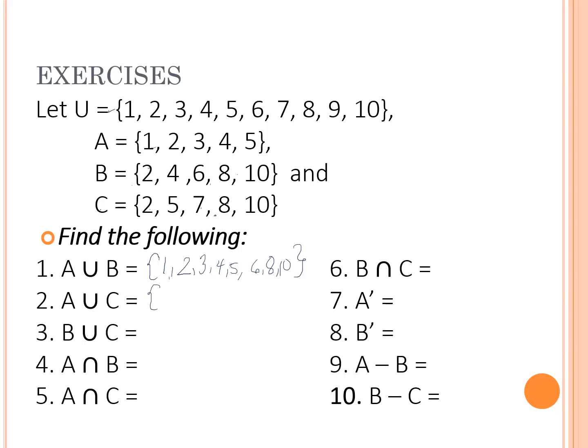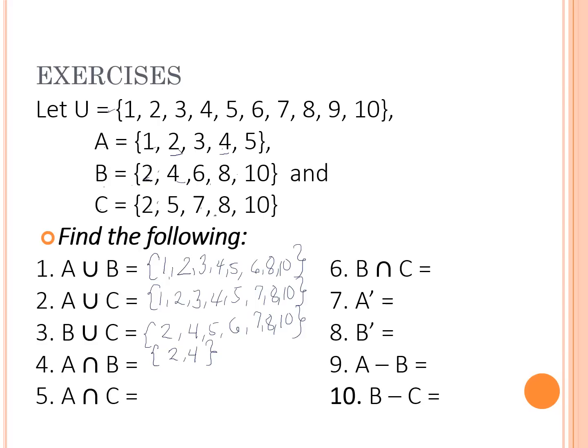For the union of set A and set C, so again we have 1, 2, 3, 4, 5, 7, 8, and 10. Next, the union of set B and set C, the lowest number is 2, followed by 4, followed by 5, and then 6, 7, 8, and 10. So those are the elements of the union of set B and set C. Next, intersection of set A and set B. The common elements are 2, what else? 4, and that's it. So the answer to number 4 is 2 and 4.